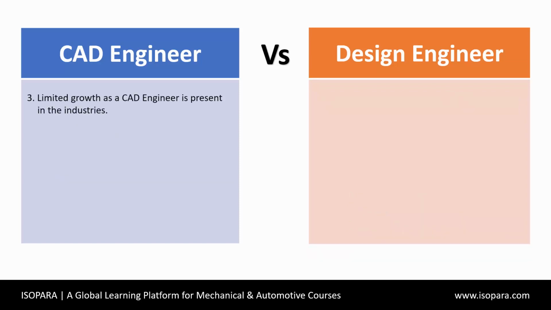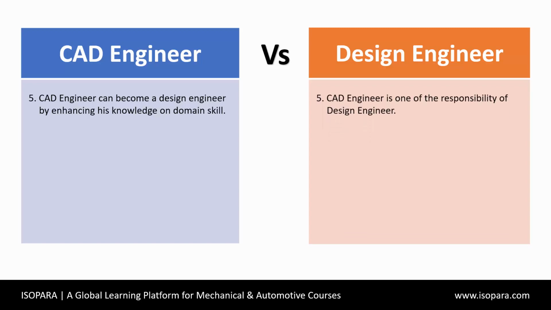Next is, limited growth as a CAD engineer is present in the industries. Why? A number of growth opportunities as a design engineer are present in the industries. Next is, limited job opportunities are available. Why? Lots of job opportunities are available. And the last is, a CAD engineer can become a design engineer by enhancing his knowledge of domain skills. Why? CAD engineer is one of the responsibilities of a design engineer.